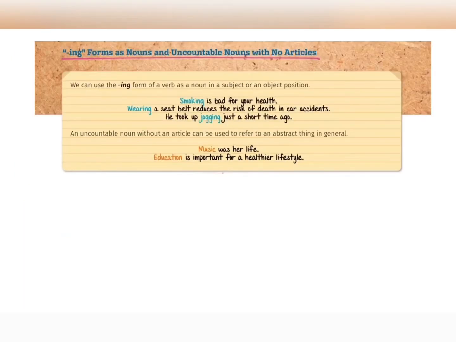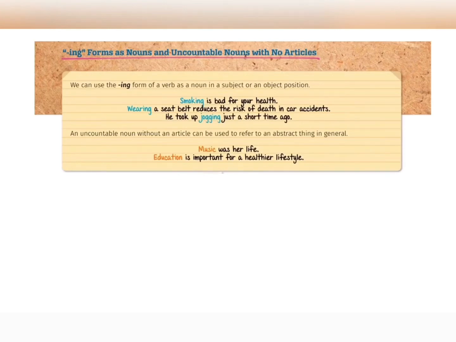Our second grammar topic was ing forms as nouns and uncountable nouns with no articles. And the important thing to remember here is that we can use verbs ending in ing and turn them into subjects in a sentence or the noun in a sentence. So, for example, smoking is bad for your health. My focus in the sentence is about smoking, therefore that becomes my subject, even if it's a verb conjugated in ing or progressive form. The same as wearing a seatbelt reduces the risk of death in car accidents.